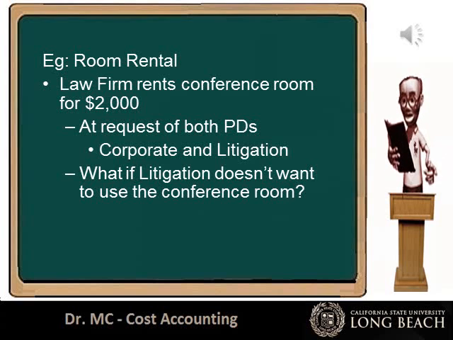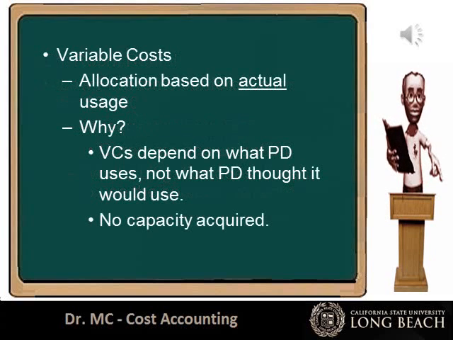On the other hand, variable costs are allocated using actual cost drivers. Variable costs are only incurred if there is actual activity. There is no cost associated with getting the budget wrong, which was the case with fixed costs.